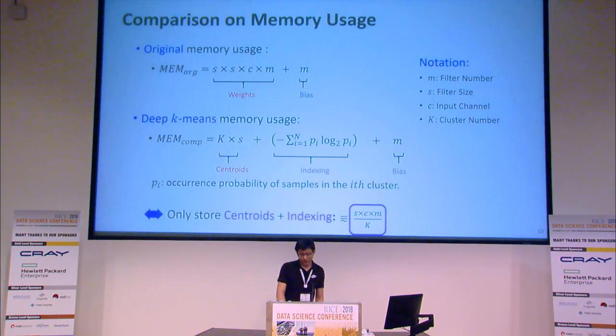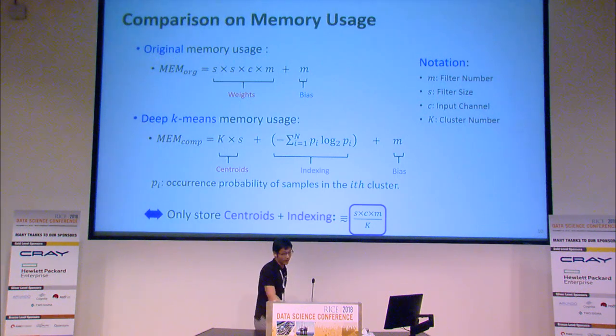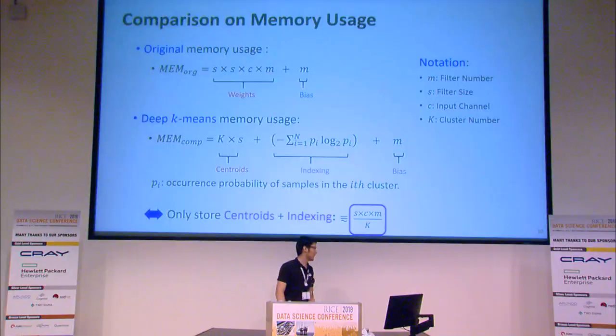Now let's take a closer look at why our deep k-means technique can truly reduce memory usage. Following the same notation we set up earlier, the original memory usage is roughly S by S by C by M, whereas the memory usage after applying deep k-means is K by S plus the indexing size. That is to say, the memory usage ratio of the original model and our proposed deep k-means is about S by C by M over K. As C and M are often much bigger than K, we can save a lot of memory usage here.